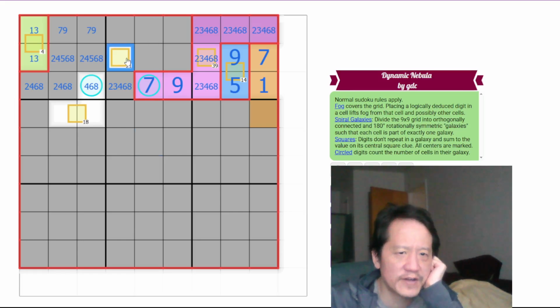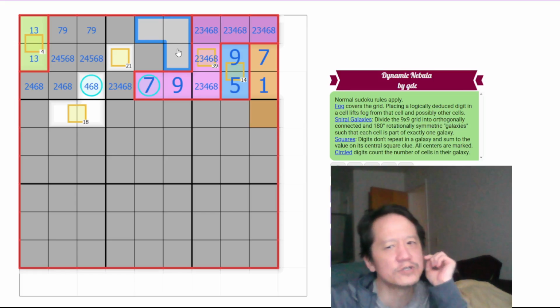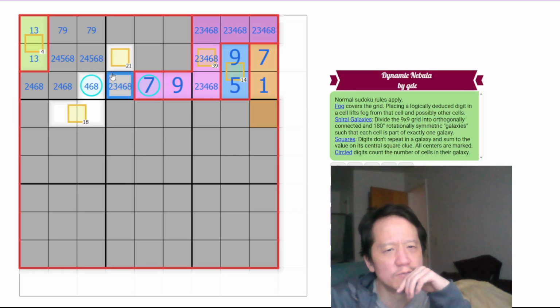This has to be 5 digits then. But this can't go that way. It can't go that way either because that would be 5. Can't go this way, because then this is not symmetrically, 180-degree rotationally symmetric. What am I missing here?